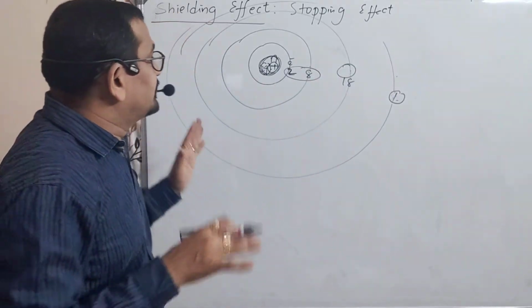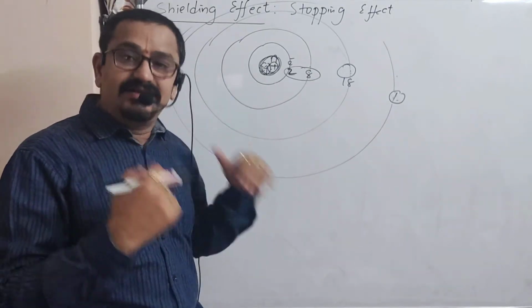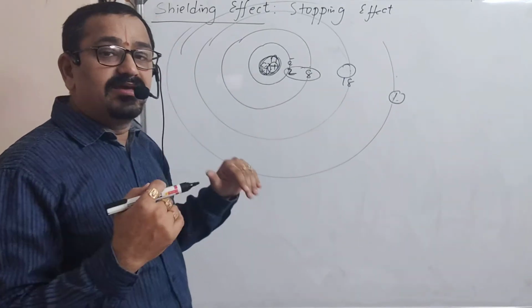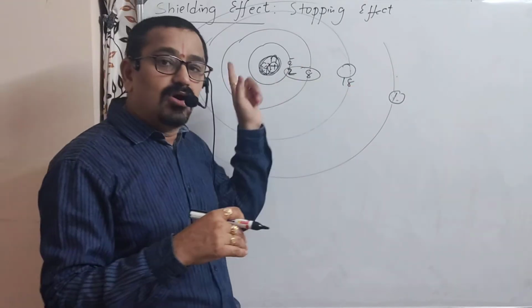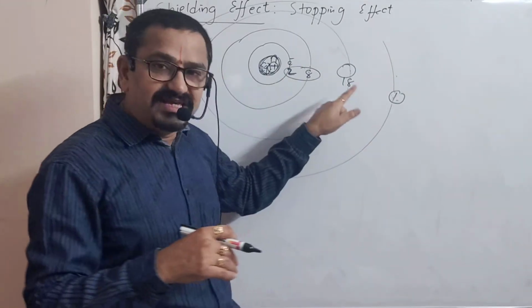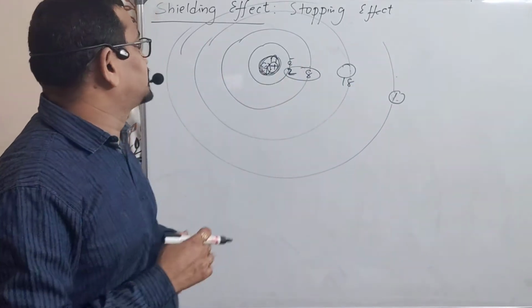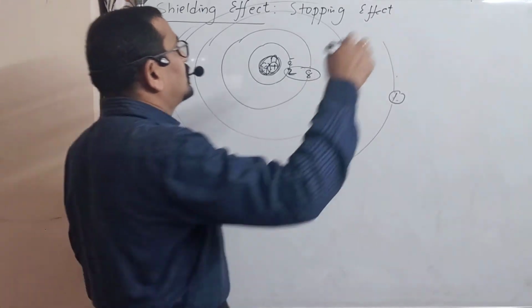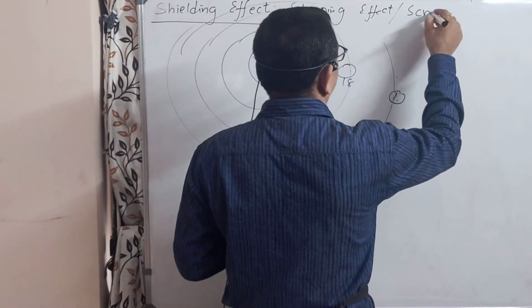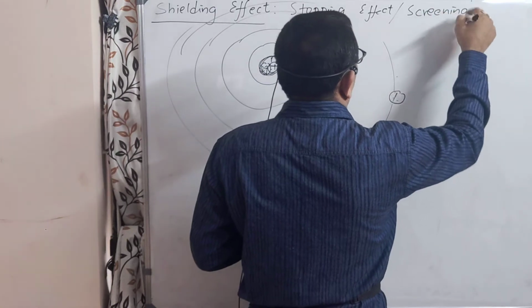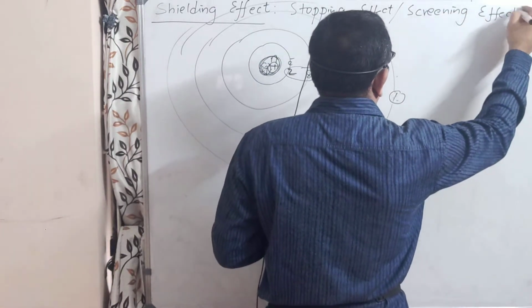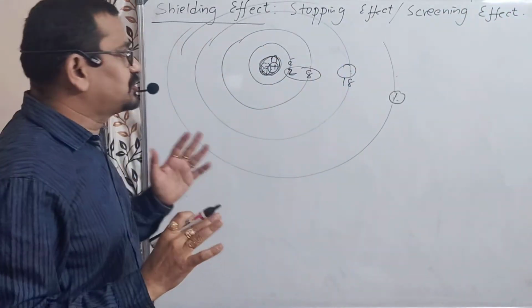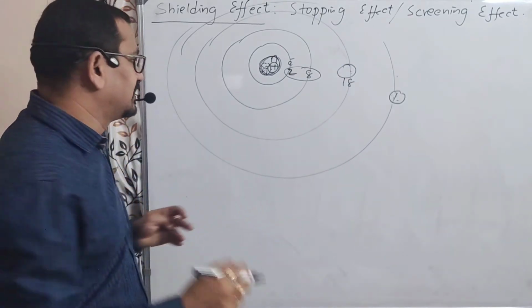So in this way, the stopping effect shown by the inner electrons on nuclear charge, to reach the particular electron, is called a shielding effect or screening effect or stopping effect. See, now the question is, which orbitals have more such a screening effect?